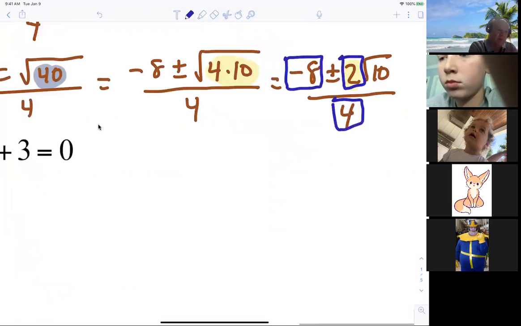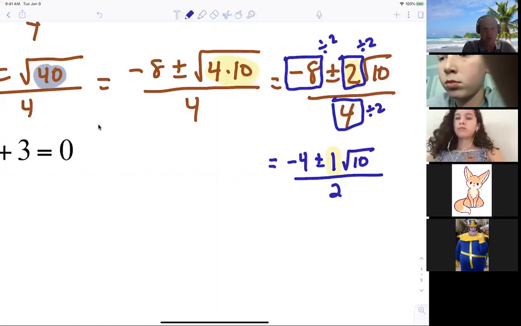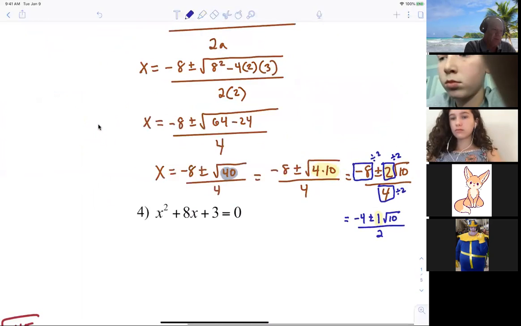If I divide that by 2, I get -4 plus or minus 2 divided by 2 is 1, radical 10 over 2. Of course, we don't have to put the 1 there, but I just did, just so you'd understand. I divided the 8 by 2, the 2 by 2, and the 4 by 2. With addition and subtraction, everything has to be divisible by 2. That's really important, guys. If you're not sure what I did, now's the time to speak up.